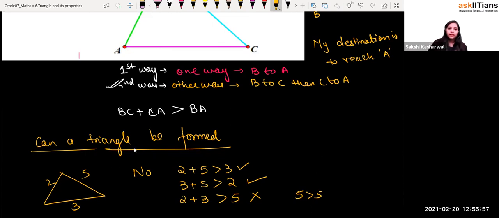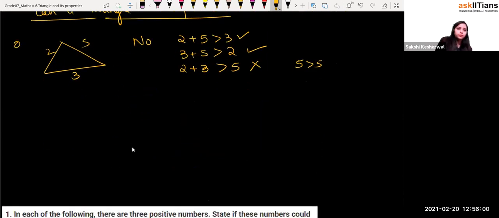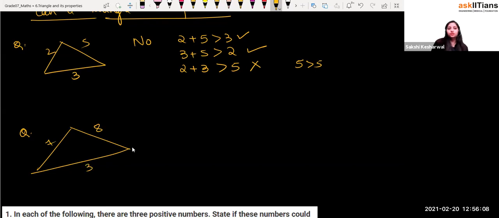That was the first question. Now if I ask you, can a triangle be formed? If I give you this figure, with sides 7, 8, and 3, can you see whether a triangle can be formed? Just check it over here. Can I say that 7 plus 8 is greater than 3?